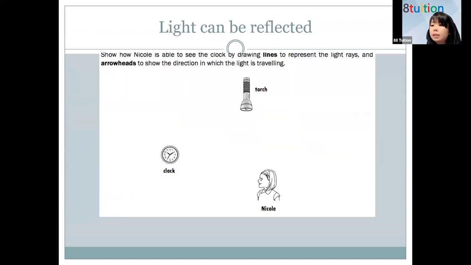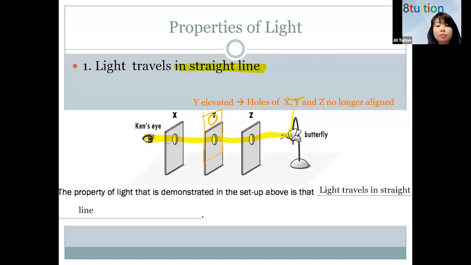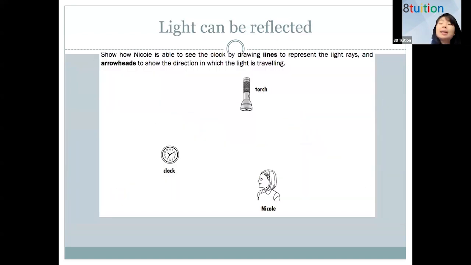Okay. Now, next concept or property of light that you need to know. First one is light travels in a straight line. Second one is light can be reflected. Okay, what do I mean? I can see the clock. I give you a clue because light from the torch is reflected off the clock into Nicole's eyes.